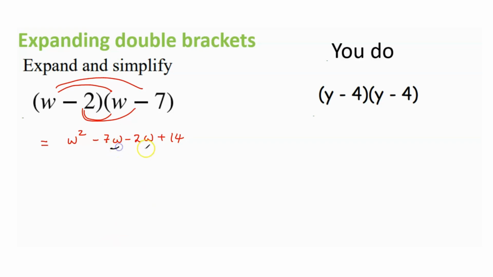These are like terms, so we can add them. So we have minus 7w minus 2w, that's minus 9w. So our answer is w squared minus 9w plus 14.